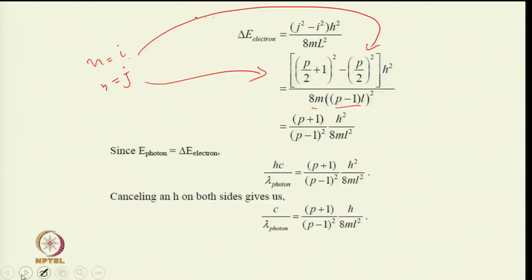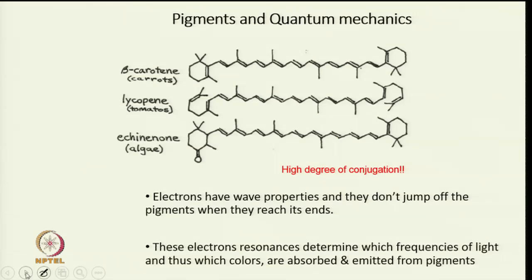And so, if I put it here, it will be p minus 1 into L square, and if you simplify it, what you are going to get is p plus 1 divided by p minus 1 square multiplied by h square by 8 m L square. E photon will be equal to delta E electron, and so hc by lambda of photon will be equal to p plus 1 h square divided by p minus 1 square 8 m L square. Cancelling h on both sides gives you c by lambda is equal to this, and so you can know what is the value of lambda.